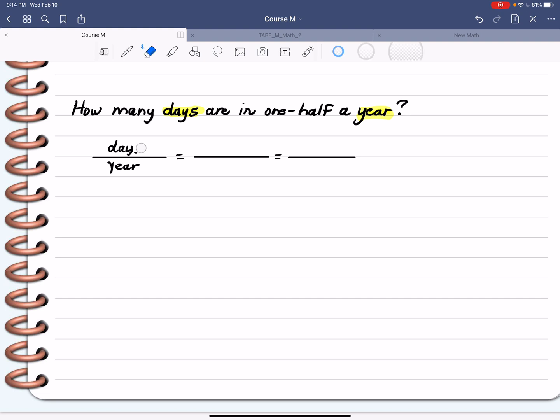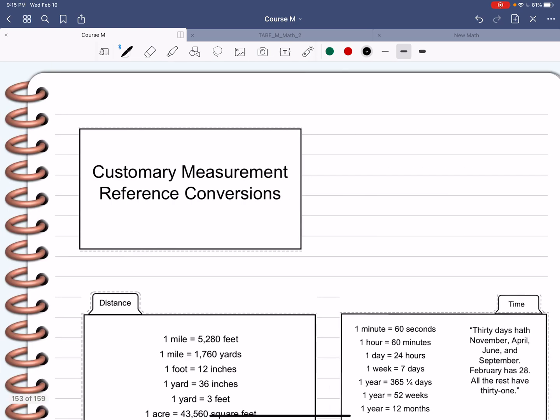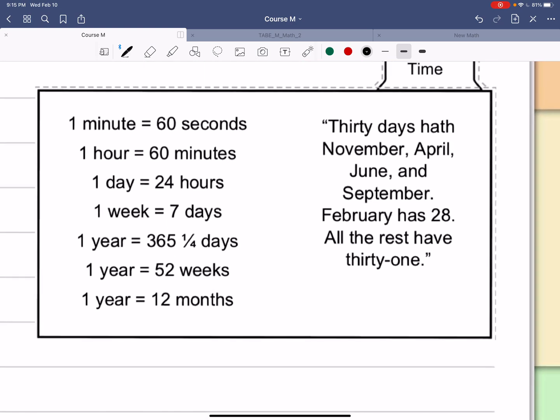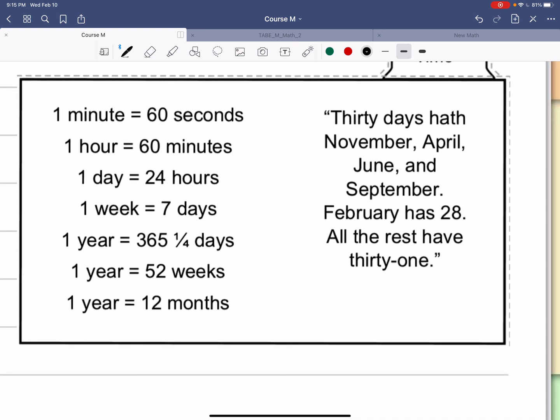And I really want to just say day. Then get your conversion. Get the memory, the reference piece that you need to know. So we're looking at time that matches up days and years. And right here it is.